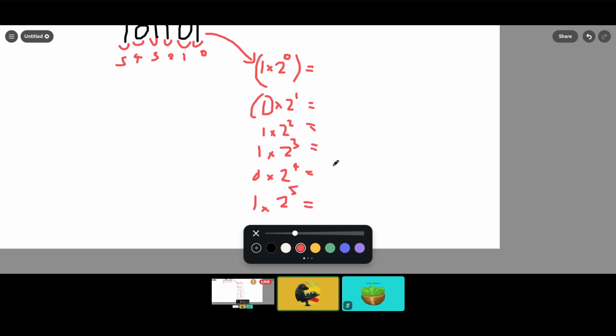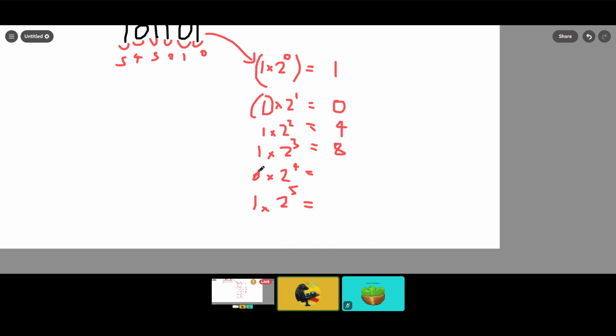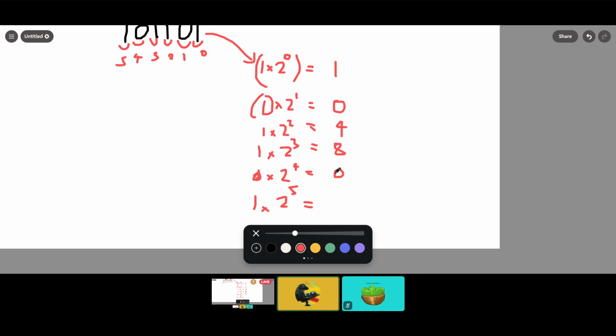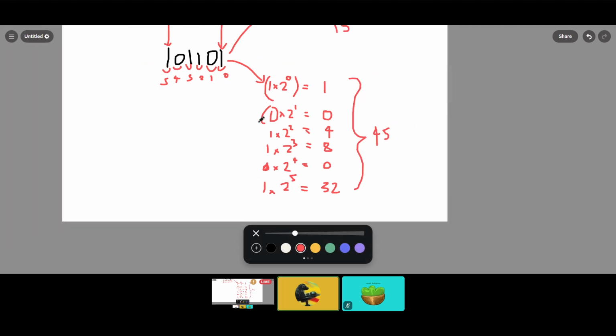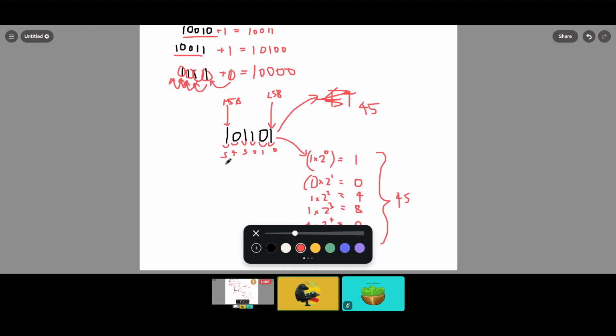So I'm going to get my calculator now and work out what these are. So for here we got 1, this is 0, this is 4, this is 8, this is 0, and then this is 32. Okay, now you have all these numbers. Add them up. And guess what we get when we add all these numbers up? We get 45. That is the mathematical way to convert binary into decimal.